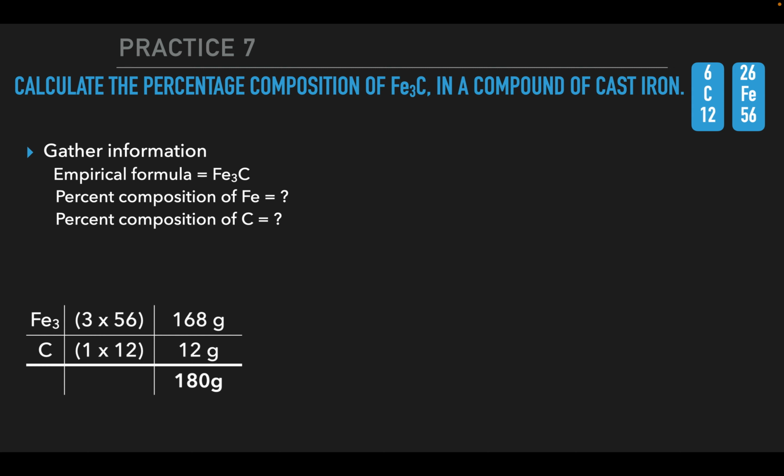So the molar mass of iron is 168. The molar mass of carbon is 12. The molar mass of the total is 180. You take all those numbers and then you're going to compare them. If I want to find the percent of iron, I take iron, which is 168.